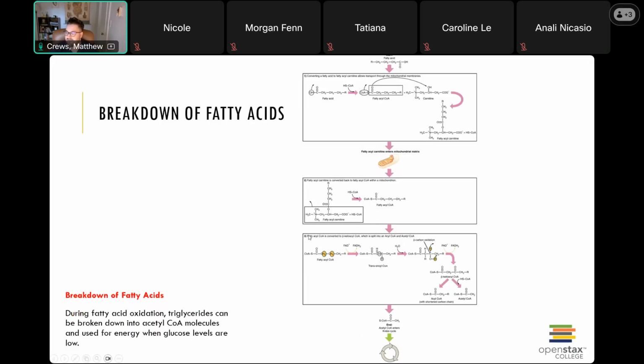From there, we've got the fatty acyl CoA, which is converted into beta keto acyl CoA, which is split into acyl CoA and acetyl CoA. Those things are different. So acetyl, let me see if I can show you.